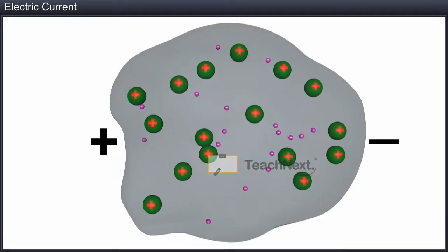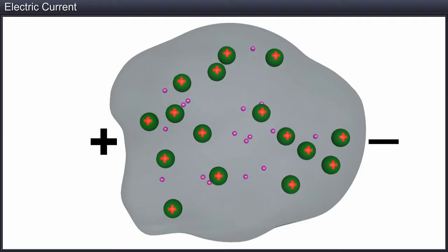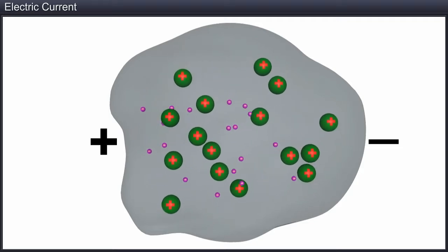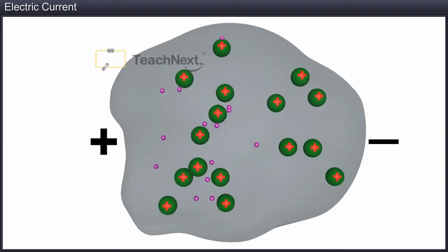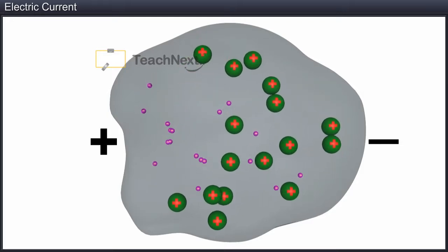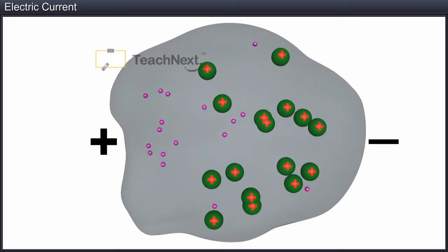When an electric field is applied to the enclosed space, the random motion of the charged particles is changed to unidirectional flow that constitutes an electric current.